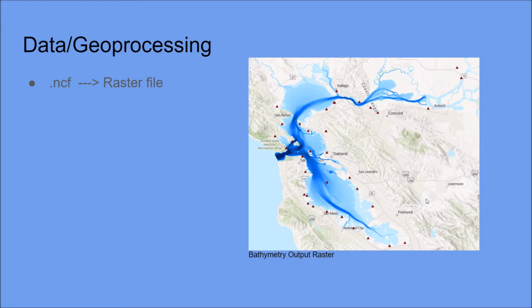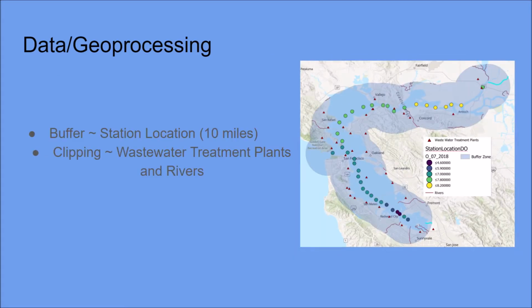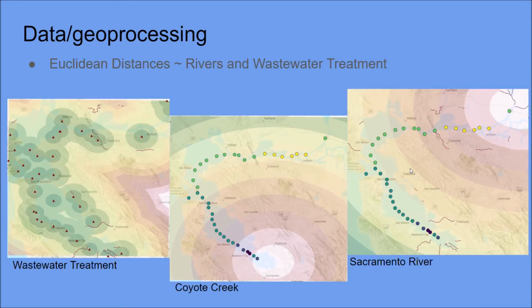Bathymetry data was converted from a .ncf into a raster, then symbolized appropriately. Next, a 10-mile buffer zone was formed around the station location file and dissolved to create one shape that was used to clip the Living Atlas features as seen here, which originally had extents that spanned the entire U.S. Euclidean distances of 2 selected rivers, Sacramento and Coyote Creek, were ran, as these were considered most important for freshwater deposits into the bay, as well as Euclidean distances for the wastewater treatment plants along the water.